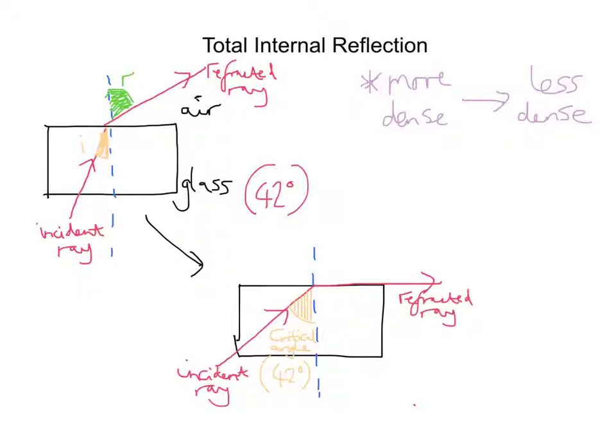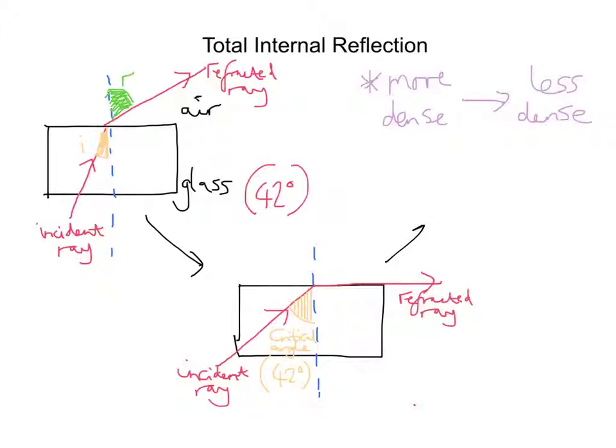Now, that refracted ray, as I've said, travels along the surface of the denser medium in this case. But total internal reflection happens when the angle of incidence is greater than the critical angle. When the angle of incidence of the light ray is greater than the critical angle, then no refraction takes place. Instead, all of that light gets reflected back into the denser material, in this case, the glass. And this is what we mean by total, so for all, internal reflection. So all of that light is internally reflected.